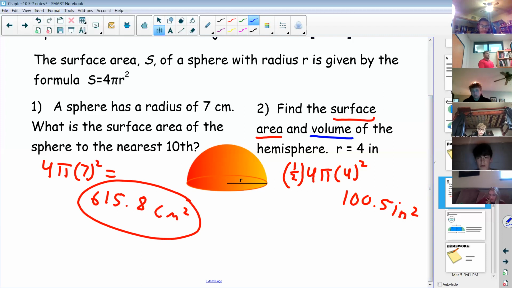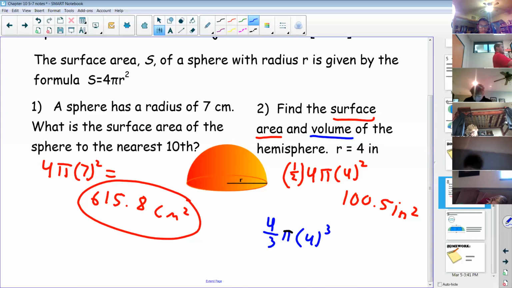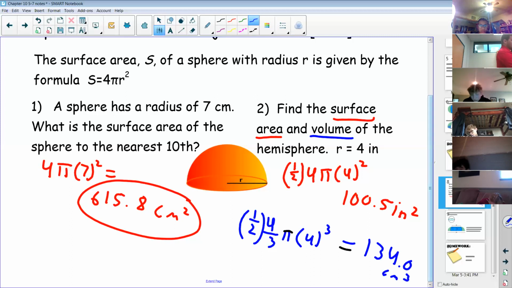So I have to think back. Now I'm looking for the volume of my hemisphere. Well, the volume of a hemisphere is going to be half of the volume of a sphere. My equation for the volume of a sphere is 4/3 pi times radius cubed. And it's a hemisphere, so it needs to be multiplied by 1/2. So I take 1/2 times 4/3 pi times 4 cubed, and this one comes out to be about 134.0. And this is centimeters cubed.